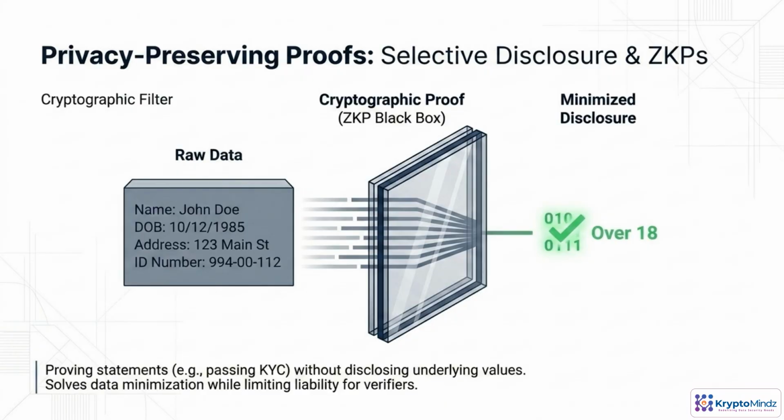Zero-knowledge style proofs let us answer yes/no questions about identity data without revealing the data itself. Rather than sharing a full document with name, date of birth, and ID number, the user produces a cryptographic proof of a statement like this person is over 18 or this document passed KYC checks. The verifier checks the proof, not the raw attributes. Architecturally, this enables strong data minimization, reduces PII sprawl across services and vendors, and significantly limits liability if a verifier's systems are later breached.